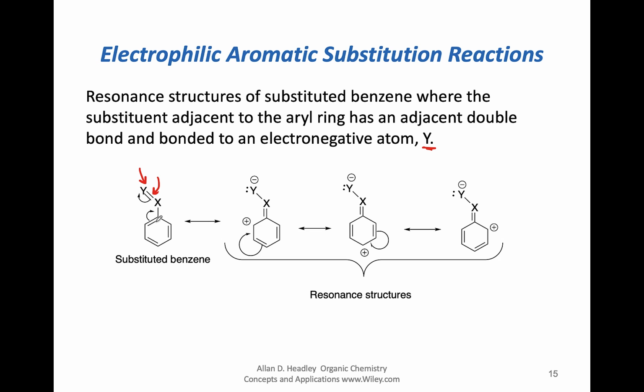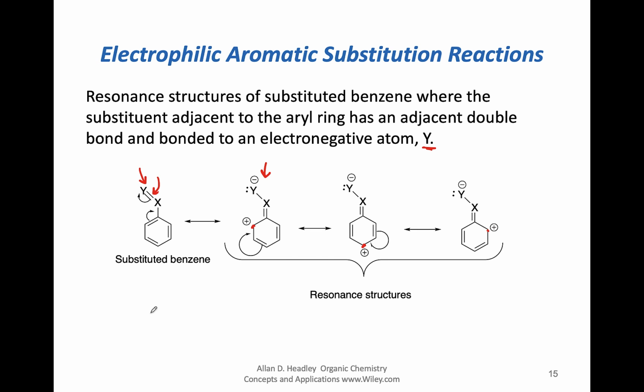So the resonance structures will show that electrons are now coming from the ring and going onto our electronegative atom Y. As you can see from the resonance structures, this position is positive. The ortho, this position, the para, is positive. This position, the ortho, is positive.